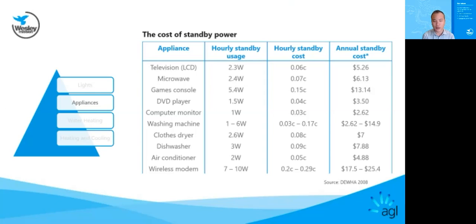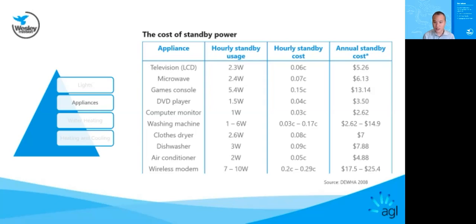Microwave, this is a bit impractical. You're not going to stick your hand to the back to turn off your microwave, but if you could, you'd save $6.13. For those of you who play PlayStation and all that sort of stuff, $13.14 if you turn off your PlayStation or your Xbox at the wall. I want you to move down to wireless modem. That's $17.50 to $25.40 a year if you leave your modem running. This also includes printers. So if you have a wireless printer, they generally cost the same amount as well.